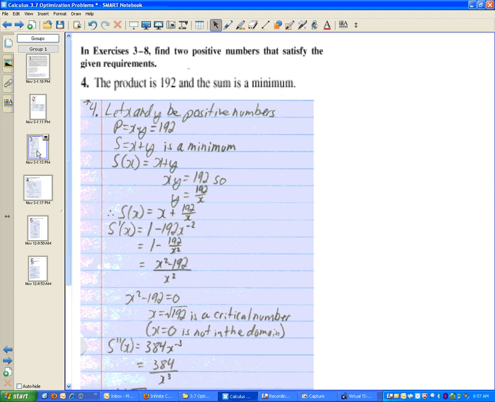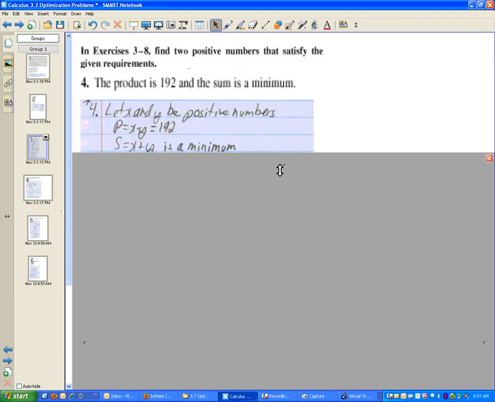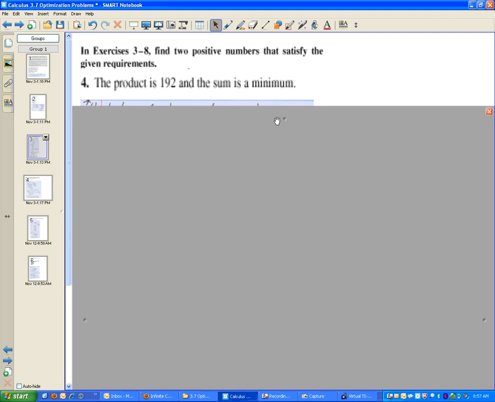Number 4. Find 2 positive numbers, don't say integers, numbers, that satisfy the given requirements. The product is 192 and the sum is a minimum. All right, 2 positive numbers. What would you like to call these 2 positive numbers? X and Y.